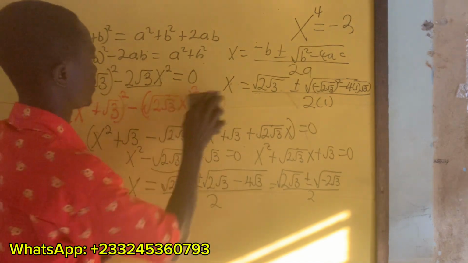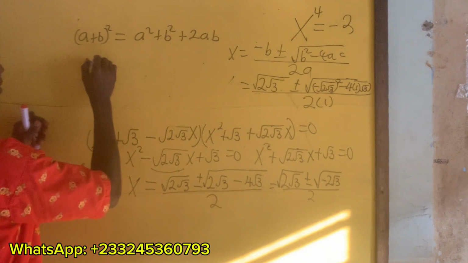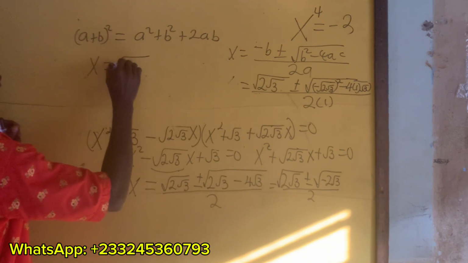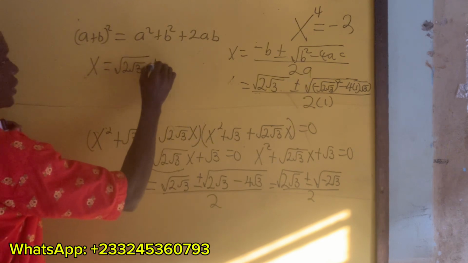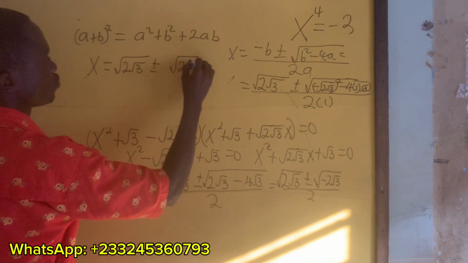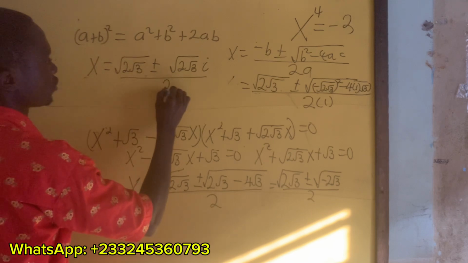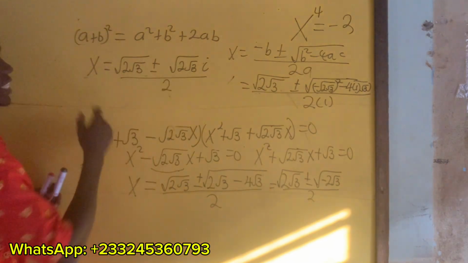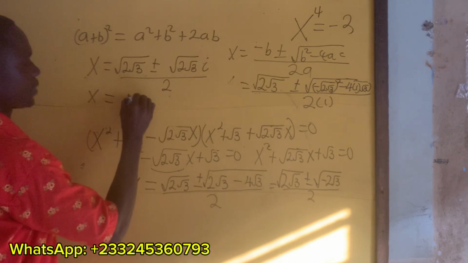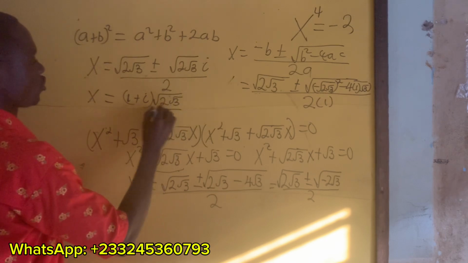And we are done. So we have x equal to square root of 2 times square root of 3 plus or minus square root of 2 square root of 3i, all divided by 2. Now we can factorize square root of 2 square root of 3 out. So you have x equals 1 plus or minus i, then you have here 2 square root of 3, all divided by 2.